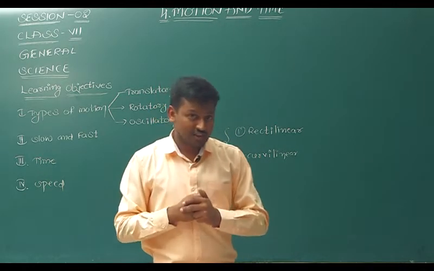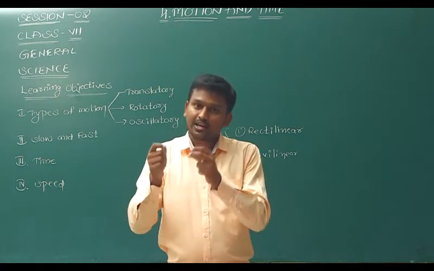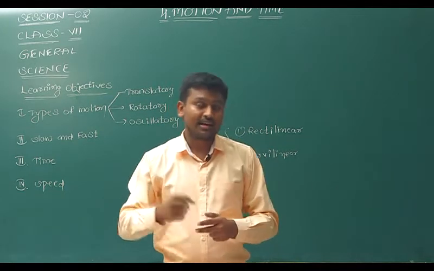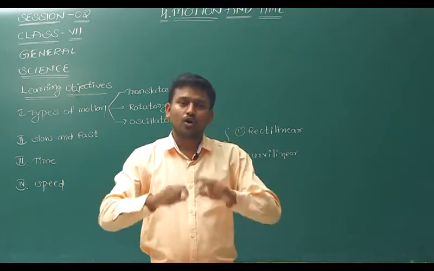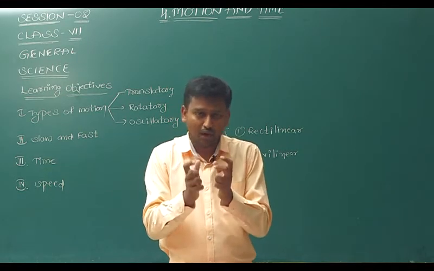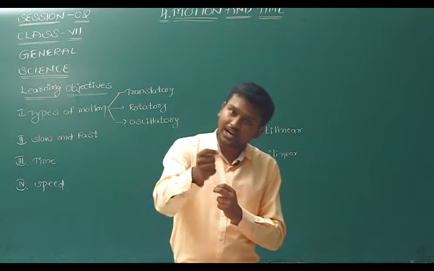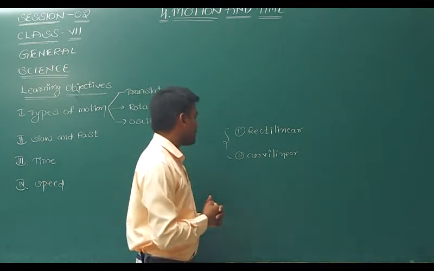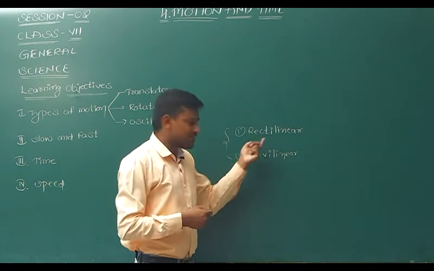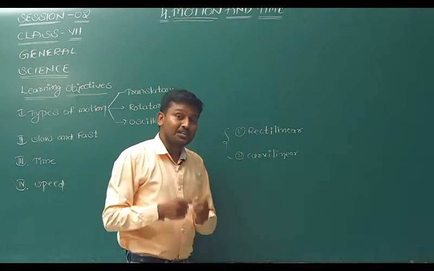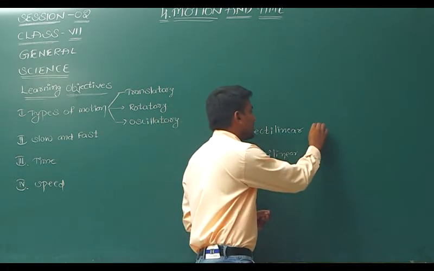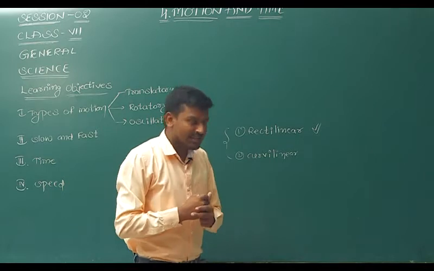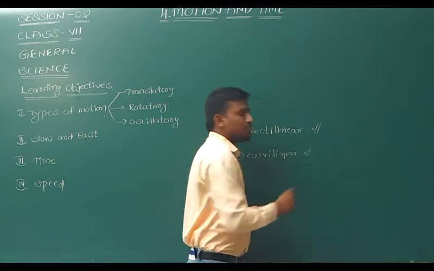For example, if you take the train, the wheels of the train move along the straight path, with the train, its engine also moves along the path and its bogies also along the same path. So, if all particles of one body are moving along a straight path or in a curved path, then we consider it as translatory motion, classified as rectilinear and curvilinear. When an object goes along a straight path, we call it a rectilinear motion. If the object moves in a curved path, we call it a curvilinear motion.